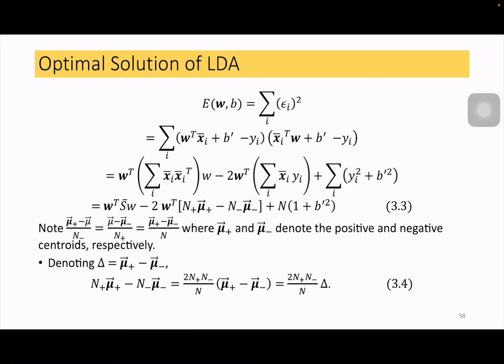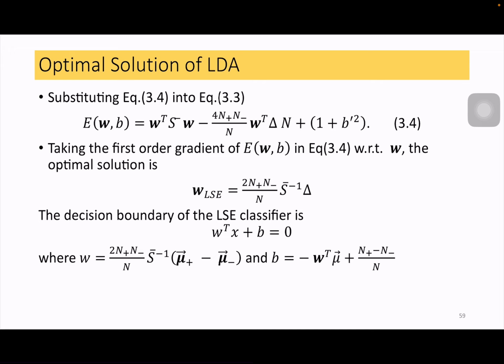So denoting the difference of mu plus and mu minus, the power n will give you 2n plus and 2n minus divided by 2, and that will be the change. So the optimal solution for LDA is by substituting the equation into 3.3, which will give us the first order of the gradient E(w, b) with respect to W.